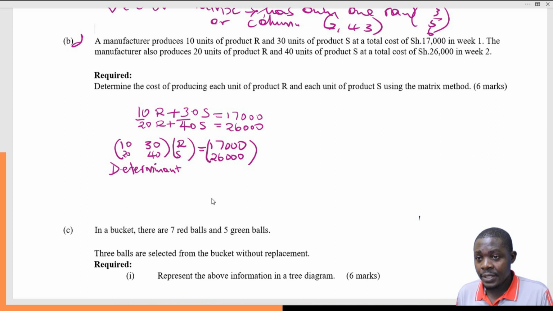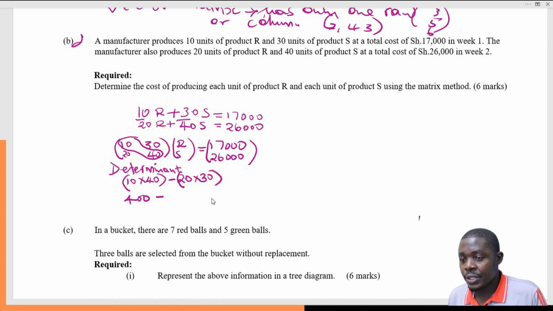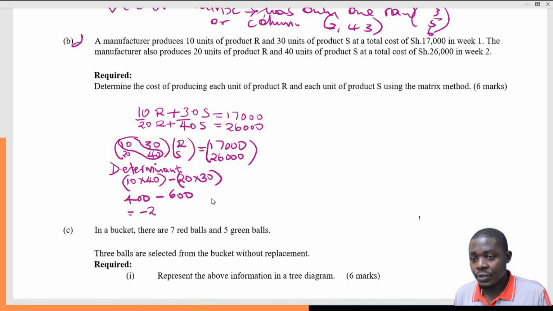How to determine the determinant? We are going to earmark this particular diagonal of the matrix, which is going to be 10. We multiply by 40, minus 20 multiplied by 30. 10 by 40, if we multiply, we get 400, minus 20 multiplied by 30, you get 600. The difference, you get negative 200. That is our determinant. Determinant is negative 200.